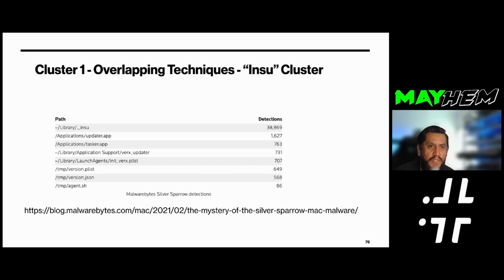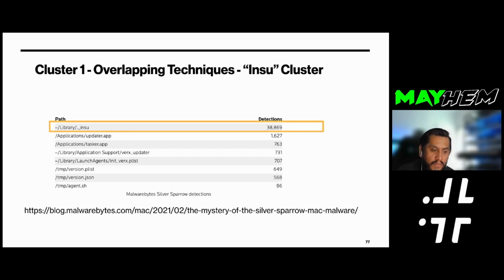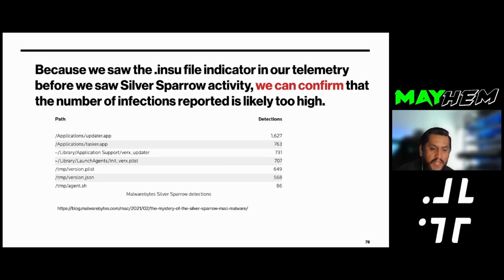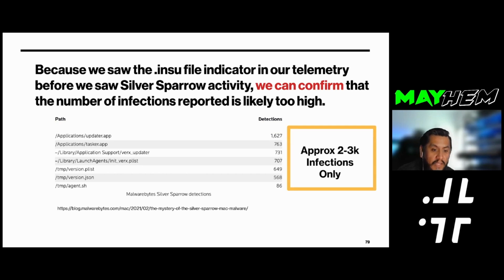But this Insu cluster becomes actually interesting because according to the news, there were more than 29,000, 30,000, 40,000 infections. This is a screenshot that came from the report made by Malwarebytes. But since we know that the Insu file is not connected to Silver Sparrow, it's fair for us to infer that the actual number of infections was lower, 2,000 to 3,000. I'm just going by the data that Malwarebytes provided. It could be even less.